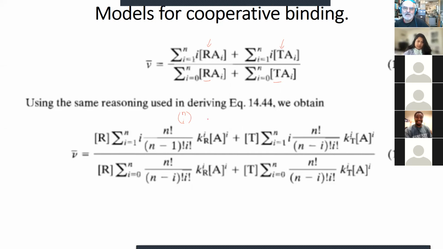For the RAI, you get K raised to the I times A raised to the I, and you multiply by I out here to account for the total number of ligands. And you have to put the same thing in the T state, where it's KT and KR in the appropriate place. And then in the denominator, you end up writing down the same equation, but without the I. It's just the concentration of the protein, not the ligand.